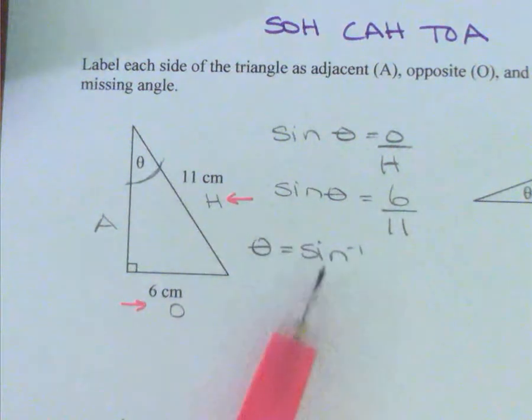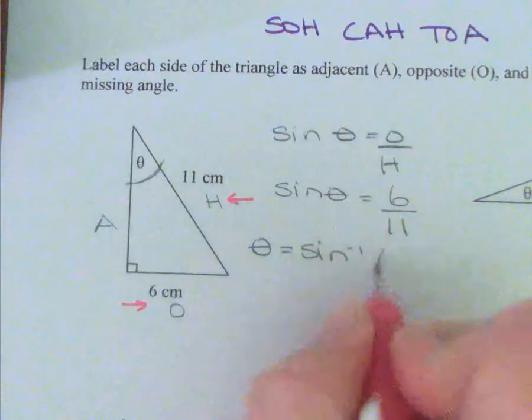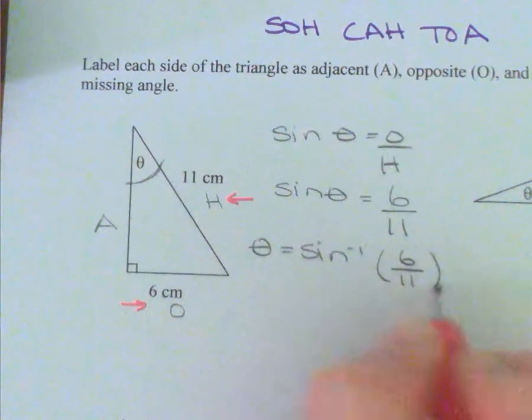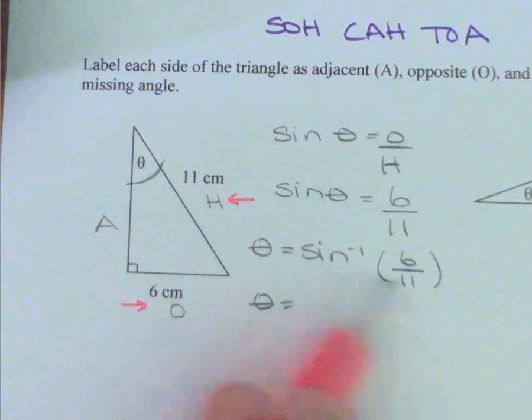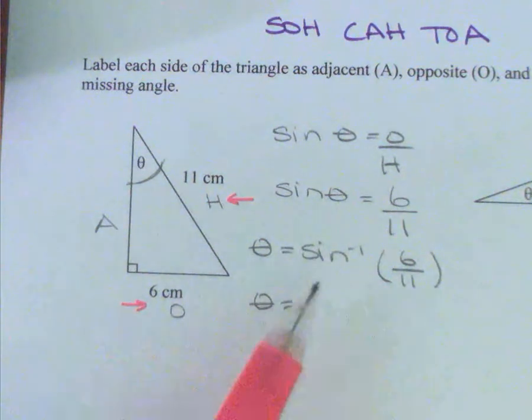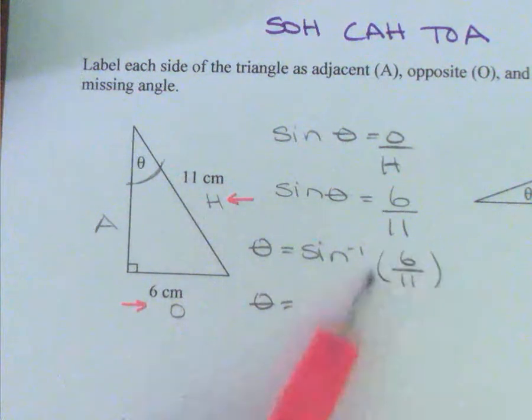We only use this if we're solving for an angle, not for a side. The last 2 days we solved for sides. Today we're just solving for an angle. So now I'm going to do 6 over 11, because that's what was left on this side. That's what I get to put into my calculator. I get to do sine inverse of the relationship between the sides.